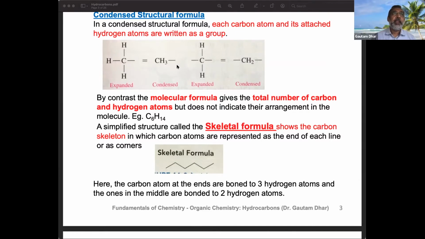CH2 can be condensed, CHH can condense to CH2. So this is still okay. That means I can write CH3CH2OH. At least you can see the linkage. And hydrogen is kind of a common element, so you can shorten it further.